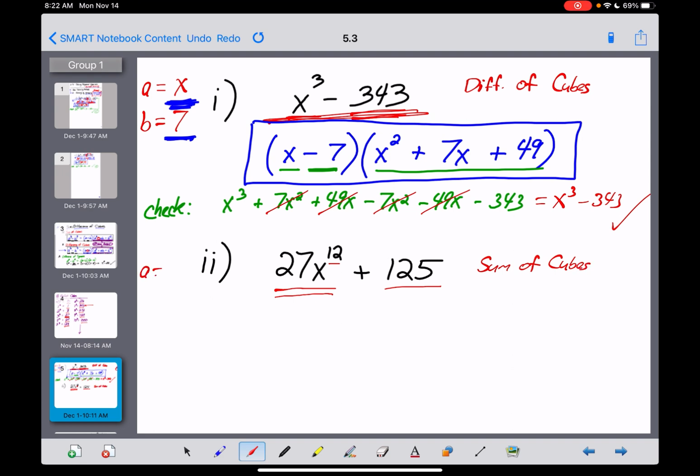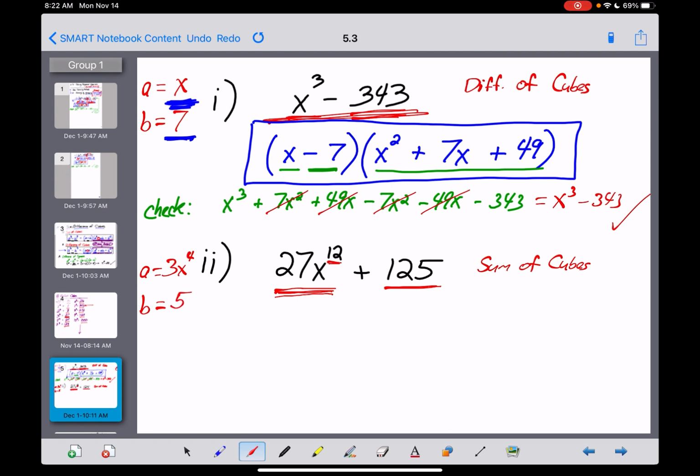Now, a is going to be the cube root of this term right here. And the cube root of 27 is 3. And for x to the 12th, you simply take that exponent, which is 12, and divide it by 3. So 3x to the 4th is your a term. That one might take a little bit of practice. b is the cube root of the second term, and the cube root of 125 is 5.